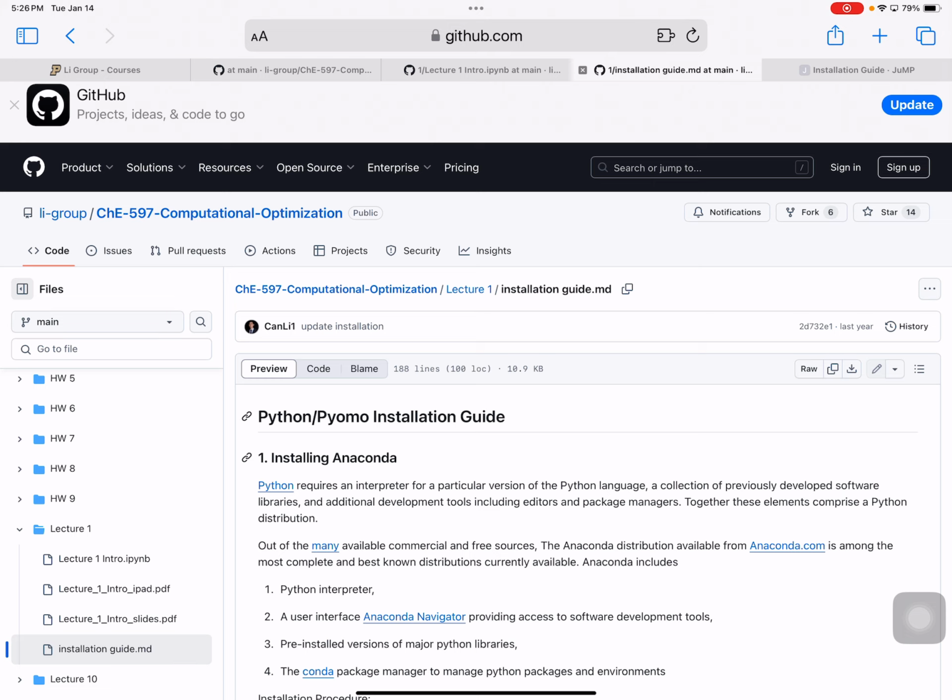Is that as simple as pip install Pyomo? Yeah, so Pyomo itself is a simple pip install. But the difficulty here is that you need to connect Pyomo with different optimization solvers, right? So you need to install an optimization solver separately. Pyomo itself doesn't come with an optimization solver.